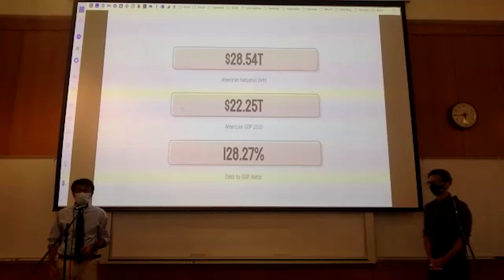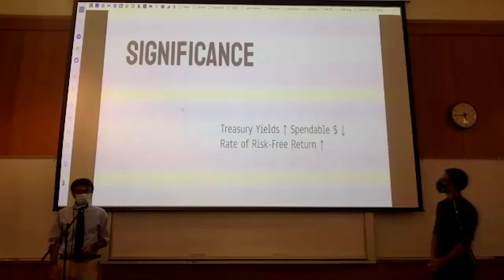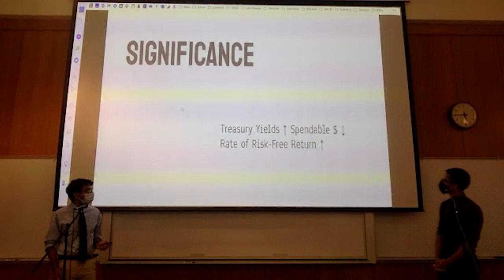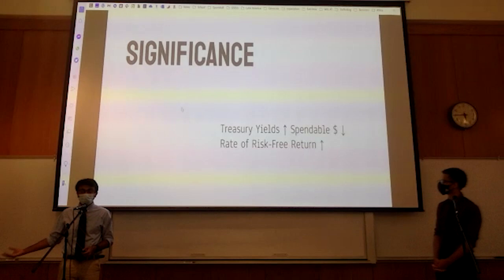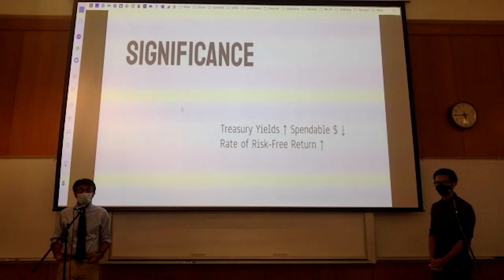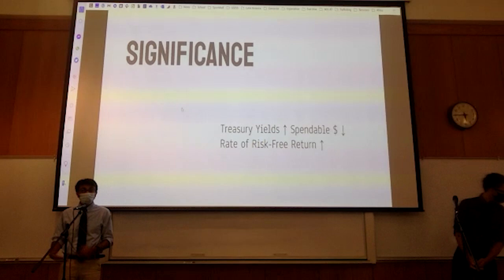But you're probably wondering, hey, Shrey, why does any of this matter? Well, the fact is, there are two key things that we'd like to focus on in terms of significance. The first of which is Treasury yields going up and spendable money by the American government going down. Treasury yields are essentially the interest rates that the federal government of the United States offers to potential investors or potential debt holders. Like, hey, if you buy some of our debt right now, if you give us $10,000, for example, we'll give you 3% a year for the next 5 or 7 years.